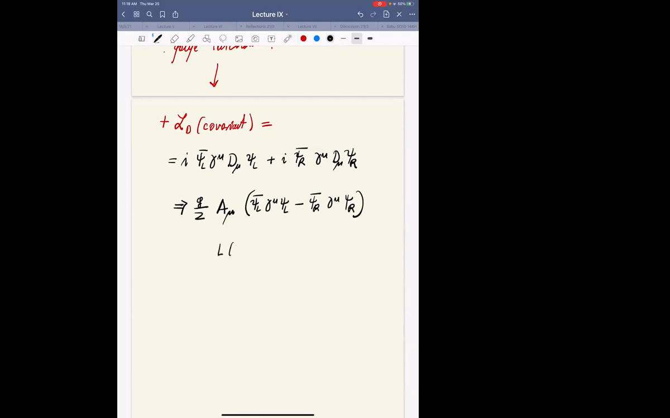Remember that left-right projectors are 1 plus, with my conventions, minus gamma 5 over 2. So this interaction becomes g over 2, A mu. What will I get? The gamma mu piece will cancel, and there will be a gamma 5 piece only. And that's going to give me A mu psi bar, gamma mu, gamma 5 psi.